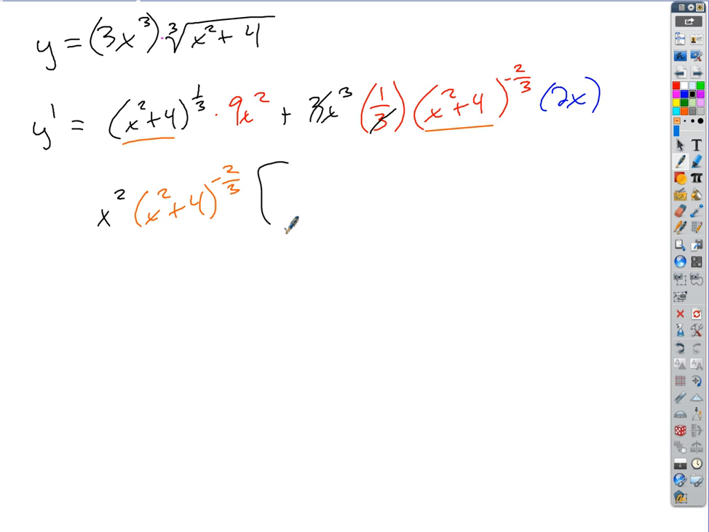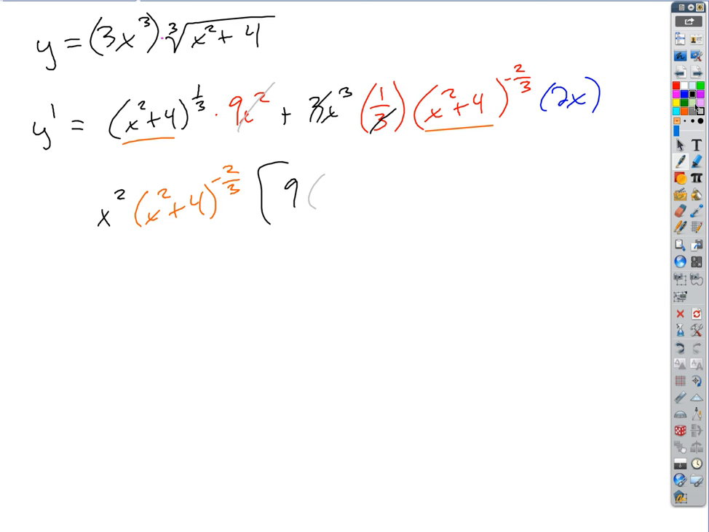Now, what's left behind if we do that? Here I've got a 9, right? x squared divided by x squared, that one's going to cancel. I've got x squared plus 4 to the 1/3 divided by x squared plus 4 to the negative 2/3, which is x squared plus 4 to the 1. Is it an accident that it worked out so nicely? No. It's always going to differ by 1 when you differentiate, because by the power rule we subtracted 1 from the exponent to get that, right? So it always works that way.